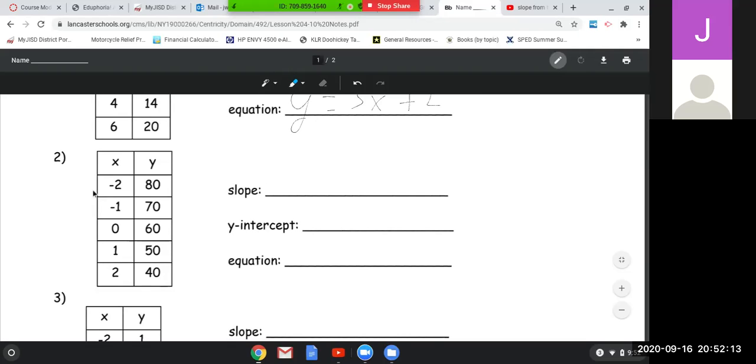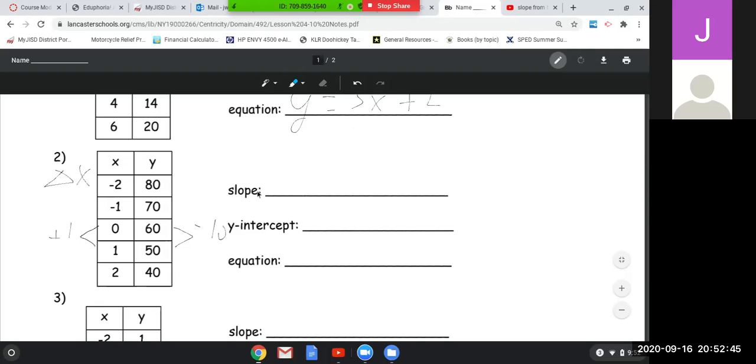Let's determine the slope. I'm going to go right here. To go from 0 to 1, that's an increase of 1, plus 1. So my delta x right here is going to be 1. My delta y looks like I'm decreasing. I had to subtract 10 from 60 to get to 50, so that's going to be minus 10.